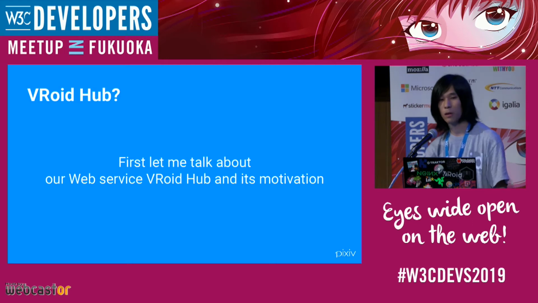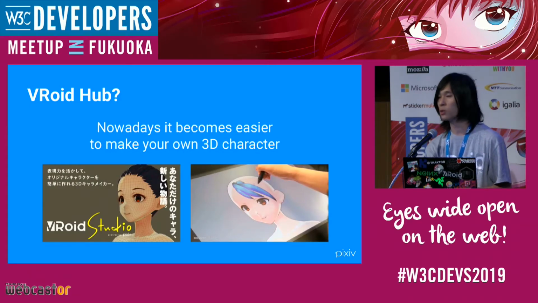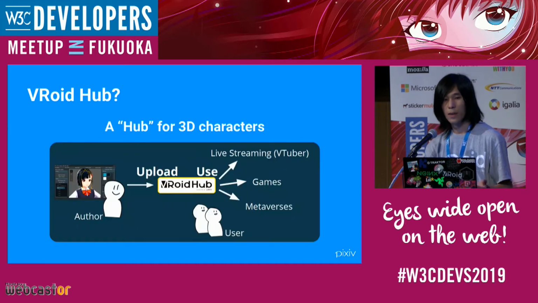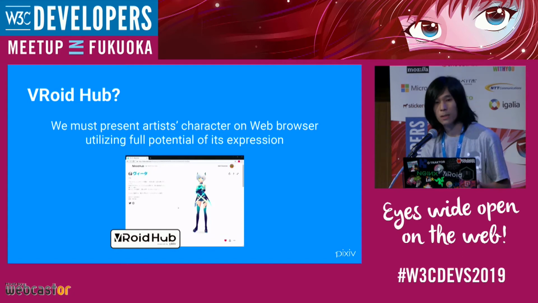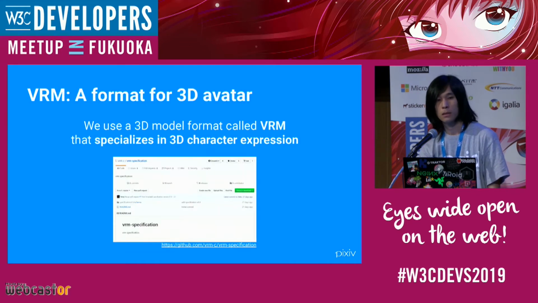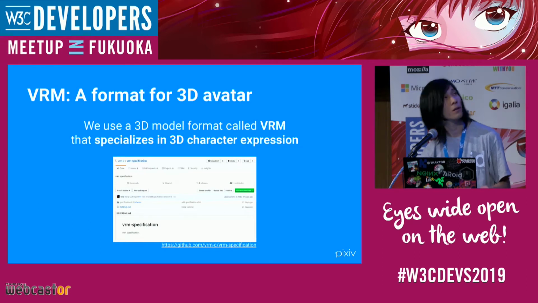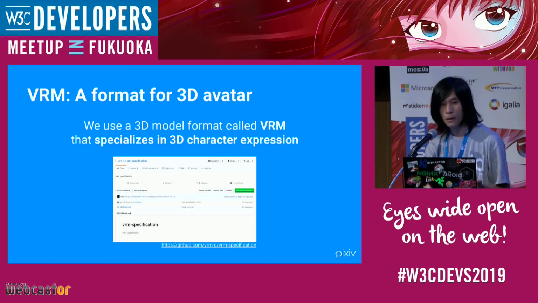So first, let me talk about our web service called VRoid Hub. Nowadays it has become really easy to make your own 3D characters. VRoid Hub aims to be a hub of 3D characters. So on the web, we must present the 3D character in a web browser and utilize its full potential. We're using a 3D character format called VRM. VRM is pretty good at expressing 3D characters.